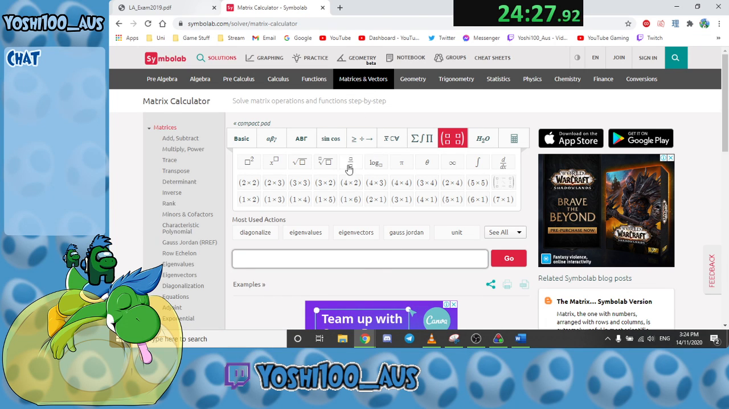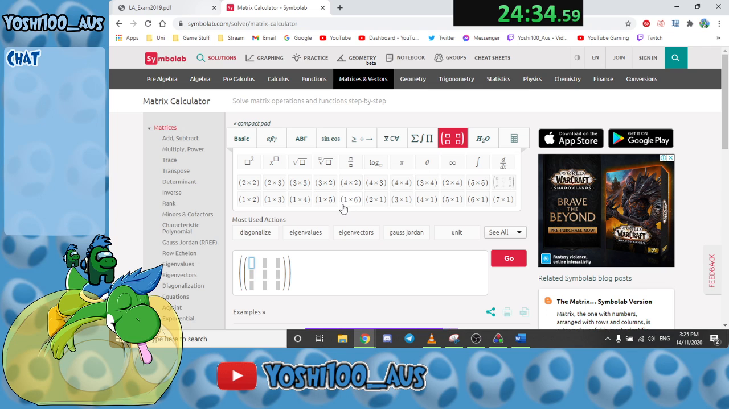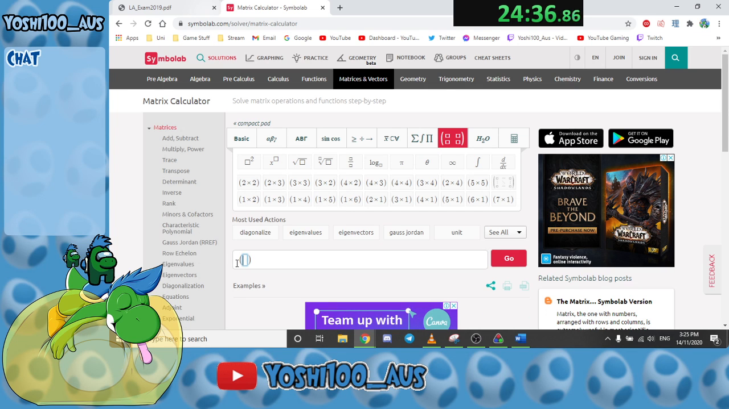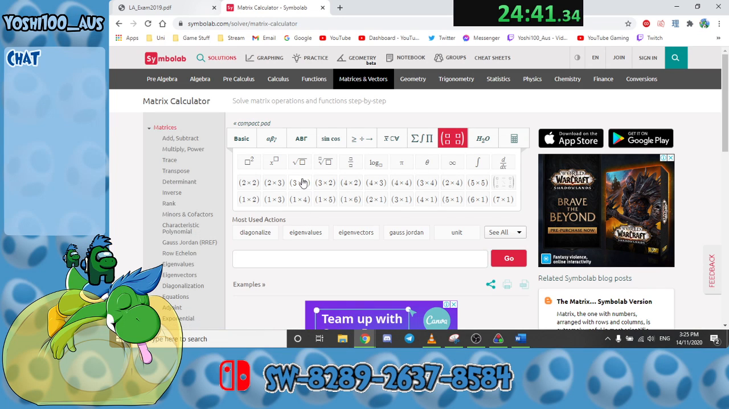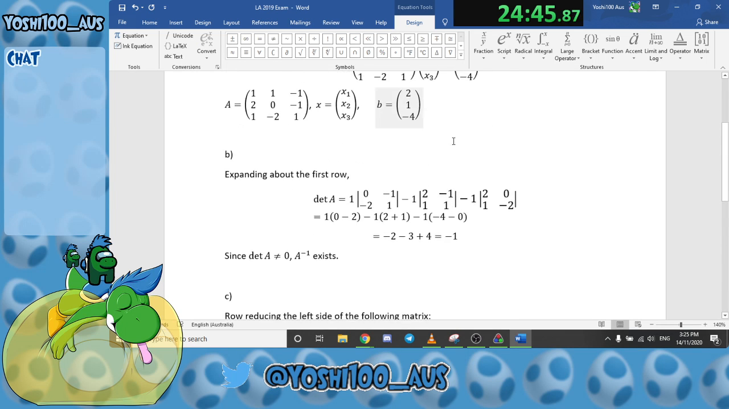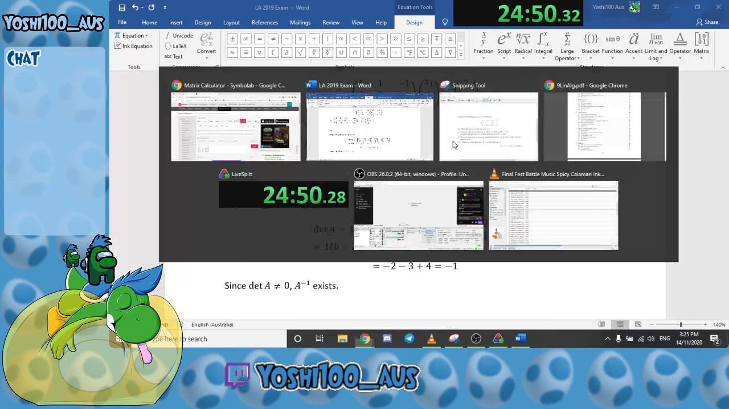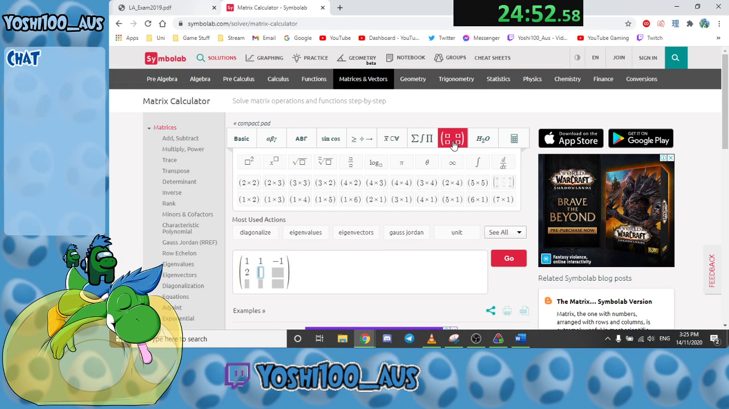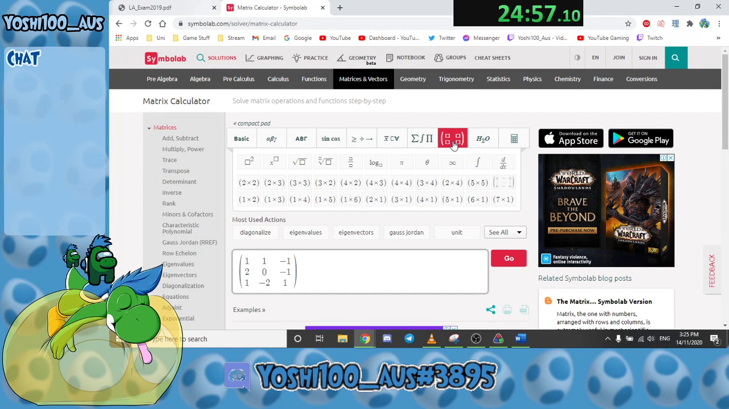Yes, inverse. Oh, no, we can just do a 3 by 3. 3 by 3. No! Okay, let's try that again. 3 by 3. Oh, it automatically does the brackets. So smart. I forget. So it was 1, 1, minus 1. 2, 0, minus 1. 1, minus 2, 1. Yeah, try this.